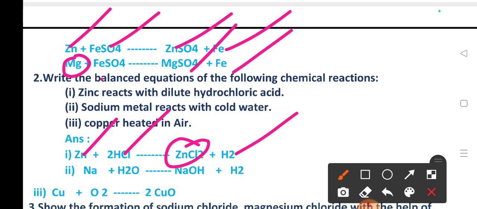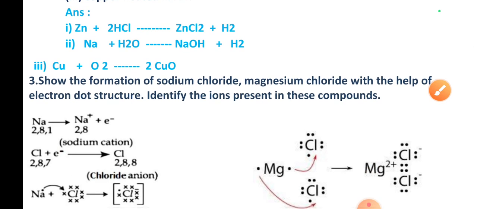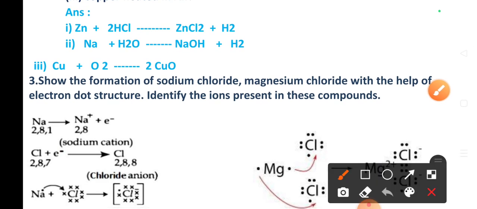Next, sodium reacts with cold water. It gives sodium hydroxide with liberation of hydrogen gas. This reaction we already discussed. It's repeated. Then copper reacts with oxygen present in the environment, and it turns into copper oxide. The copper turns slightly black because of copper oxide.